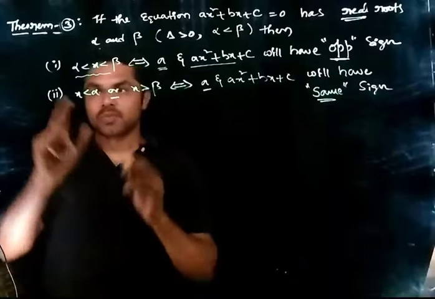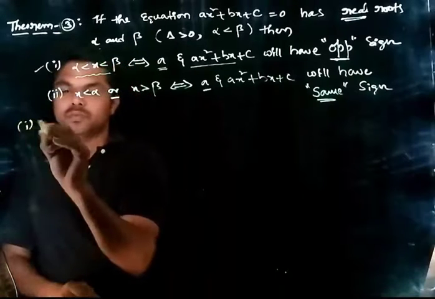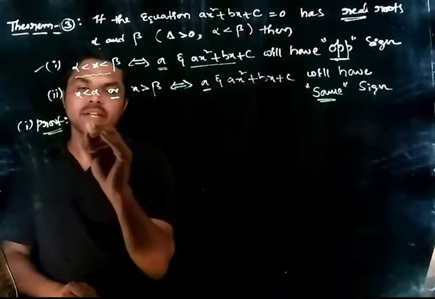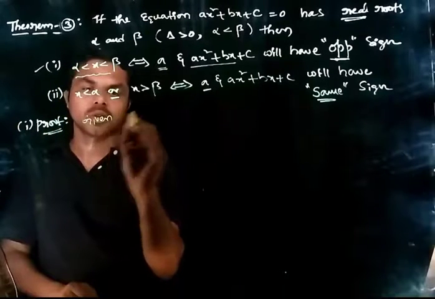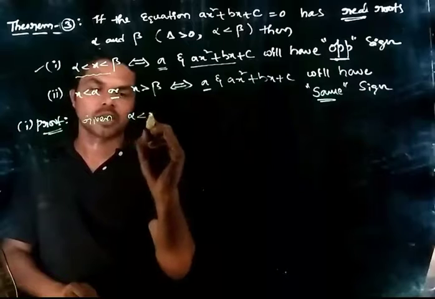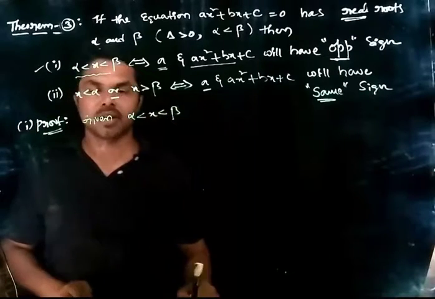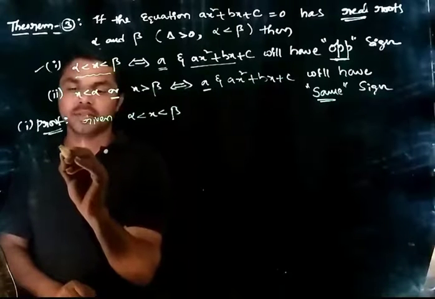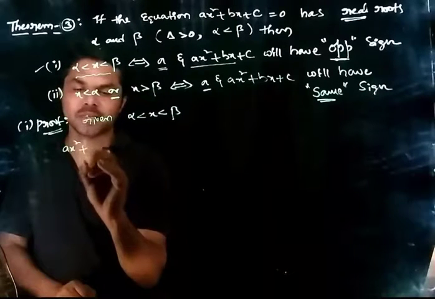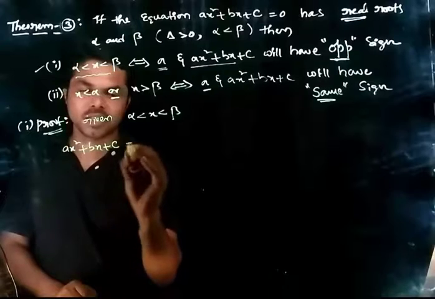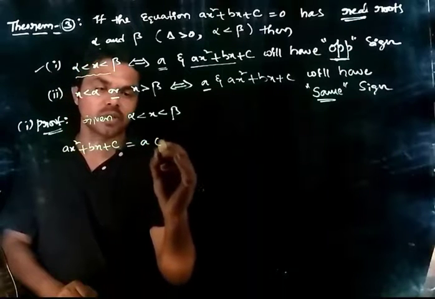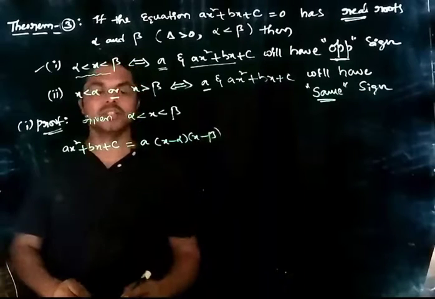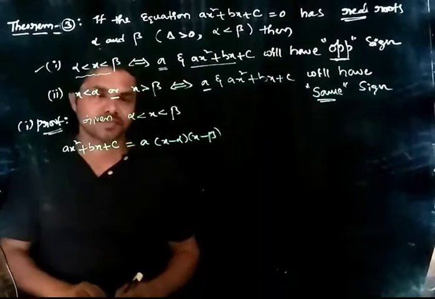First come to the proof of the first case. What is the given? Alpha less than x less than beta. And also we can write ax square plus bx plus c is equal to a into x minus alpha into x minus beta. Right? We can write like that.